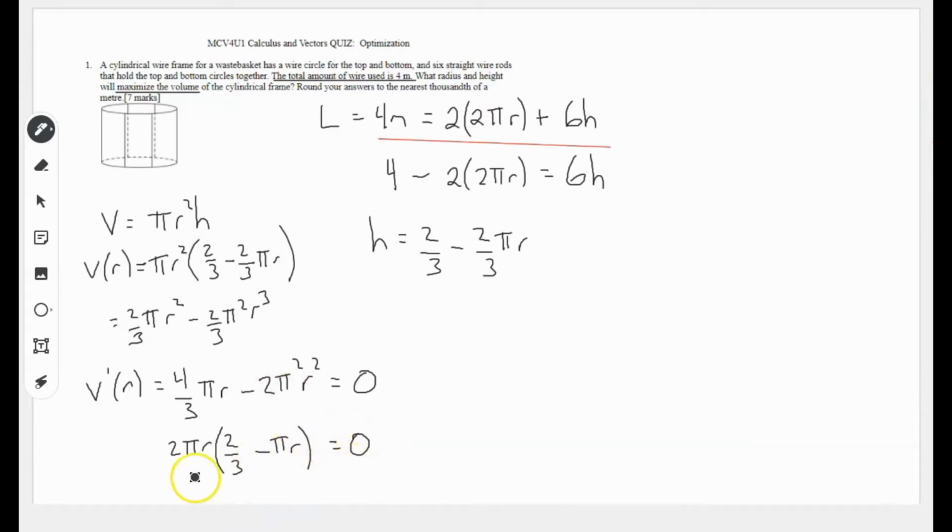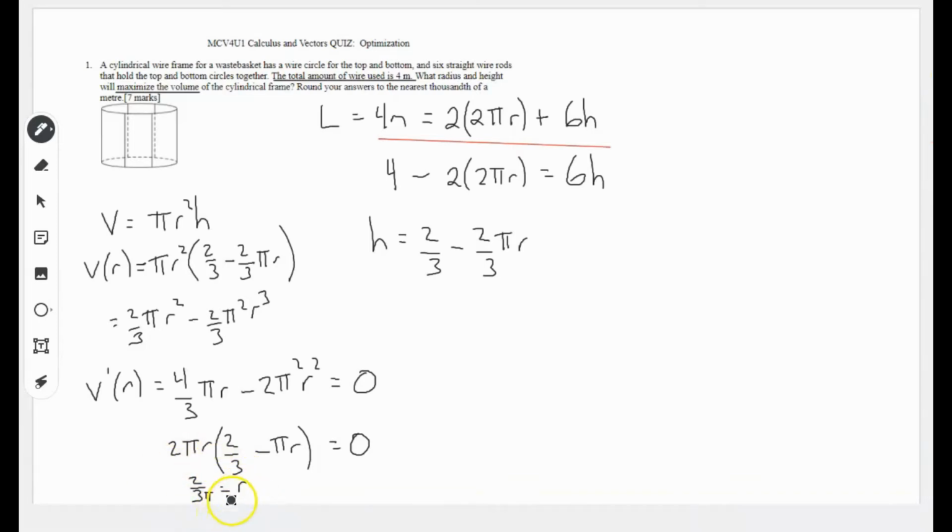So we have a couple options. One, r could be 0. That's not a very interesting option because if r is 0, we don't have a volume, which would obviously be a minimum point. We don't care about the minimum point, we care about the maximum point. So there's another solution here, and that is 2/3 would equal pi r, or 2/3 over pi will equal r. So that is possibly a maxima or a minima.